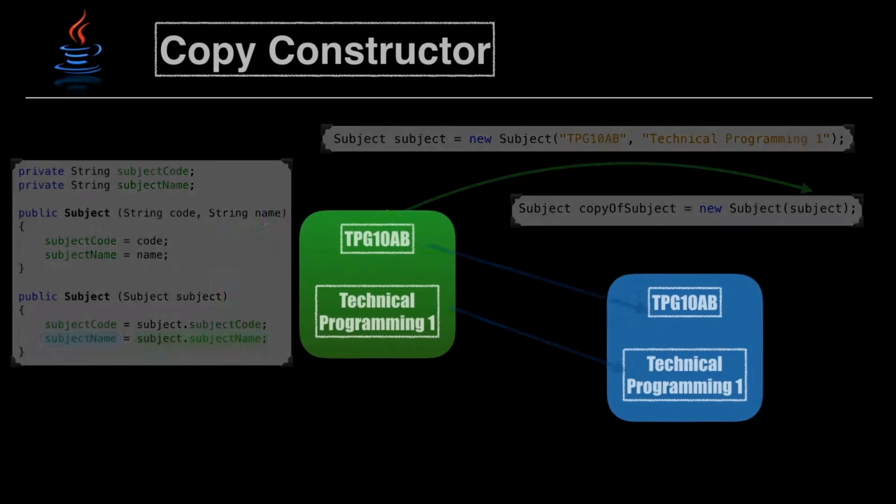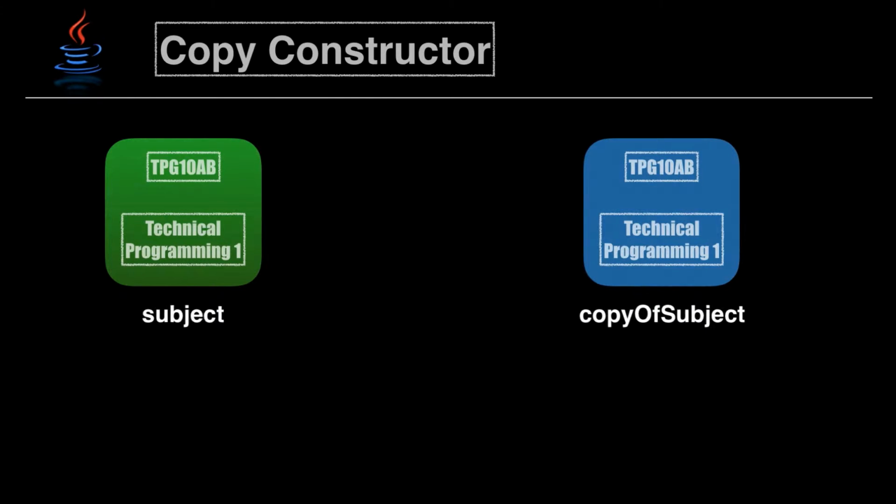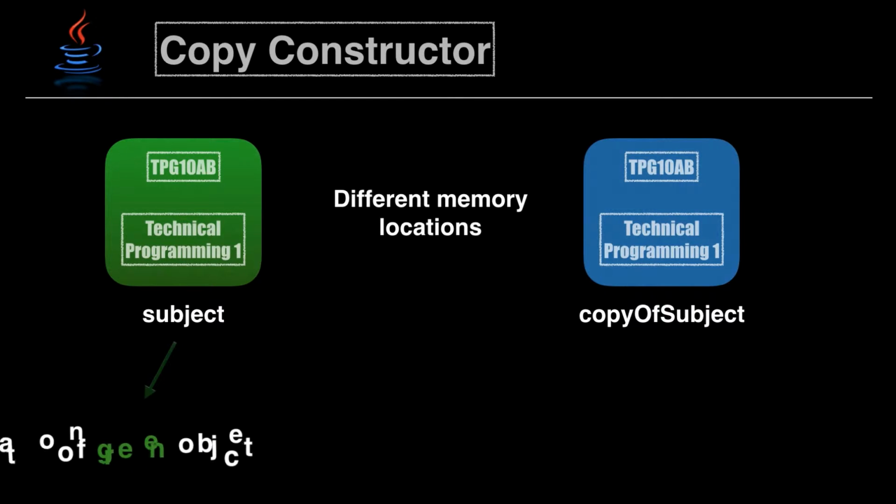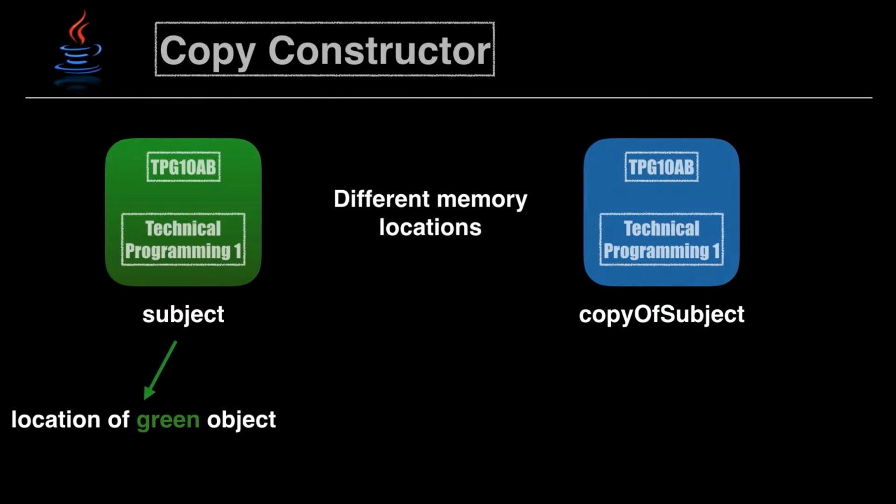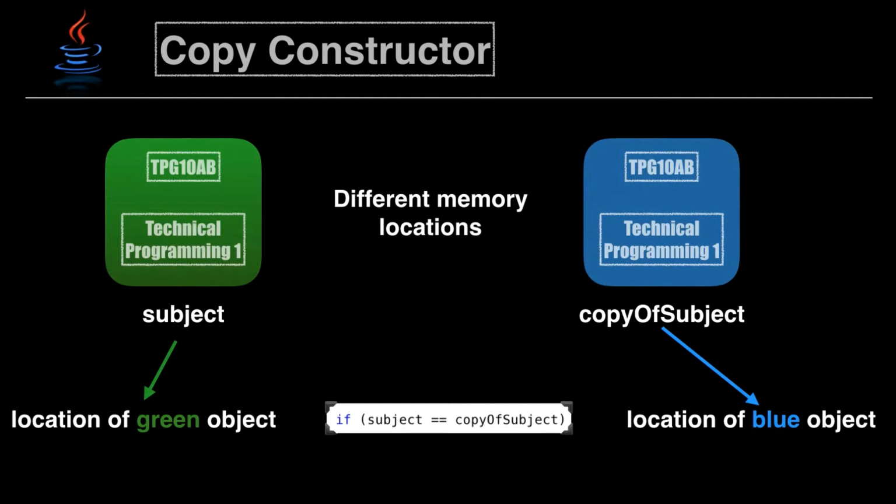It is very important to realize that although these two objects are now identical, they exist in memory at two different locations. The subject variable will hold the memory location of the green object, and the copy of subject variable will hold the memory location of the blue object. So if we have the following statement, if subject with the two equal signs, copy of subject, it means that we are testing to see if the memory locations of the two objects are the same. In this example, they exist at two different memory locations, so this if statement will result in a false value, even though the two objects are exactly the same.